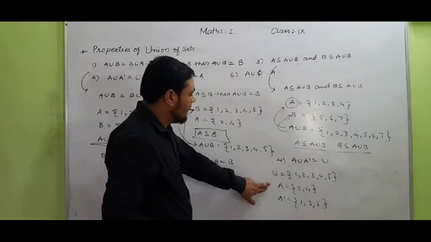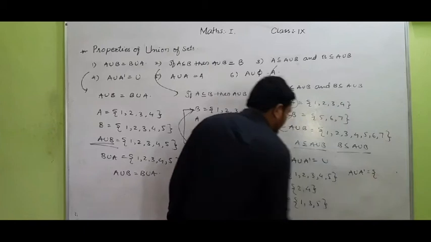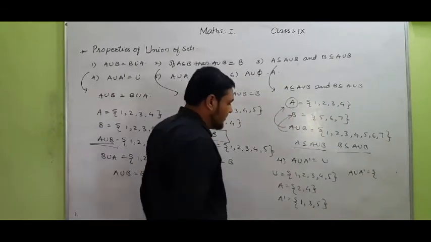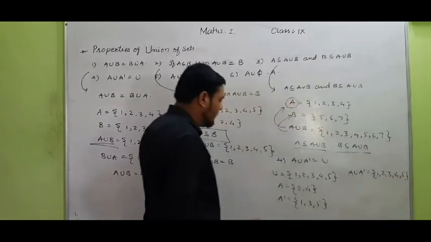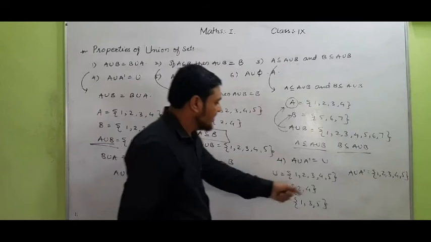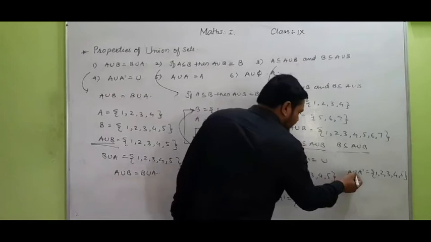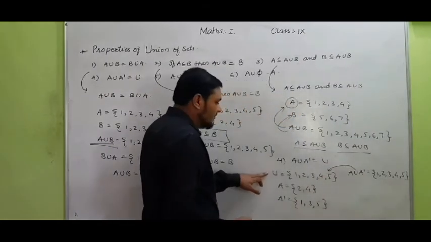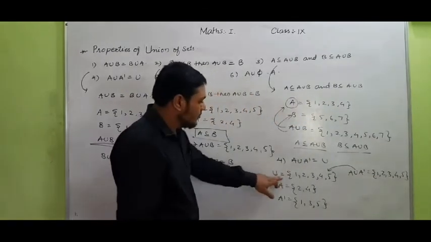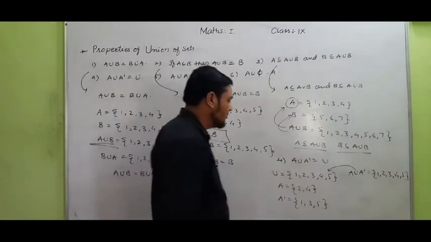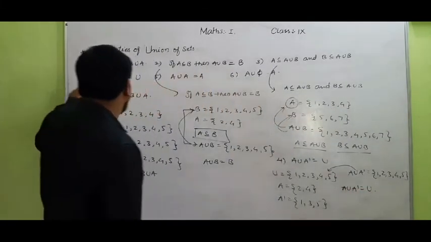Now make the union of these two. A union A complement will contain the elements 1, 2, 3, 4, 5. So students, this set will contain all the elements of A and all the elements of A complement. This A union A complement is nothing but the universal set. The elements of A union A complement are 1, 2, 3, 4, 5, and these are also in the universal set. That is why we can say that A union A complement is equal to U. This is the fourth property.